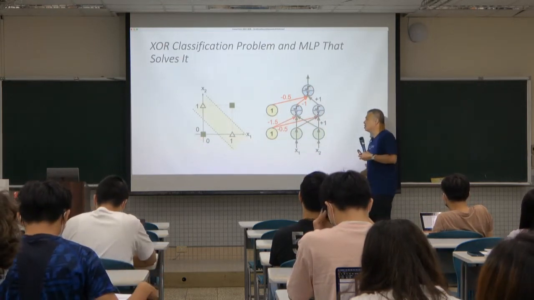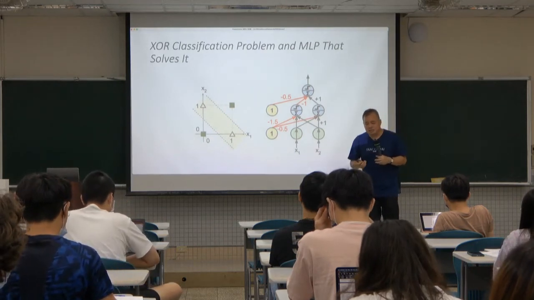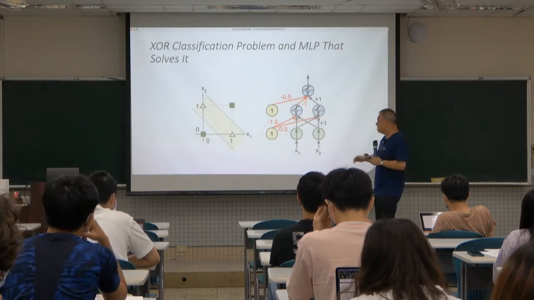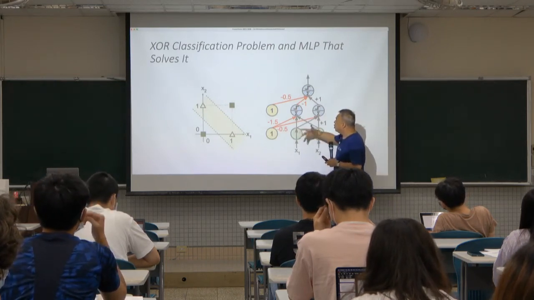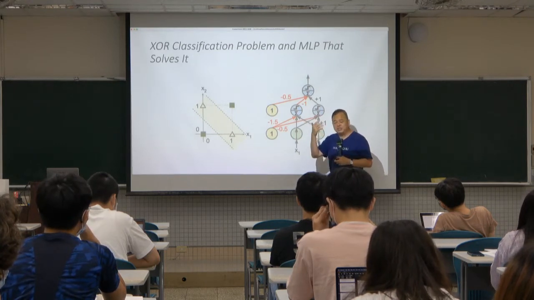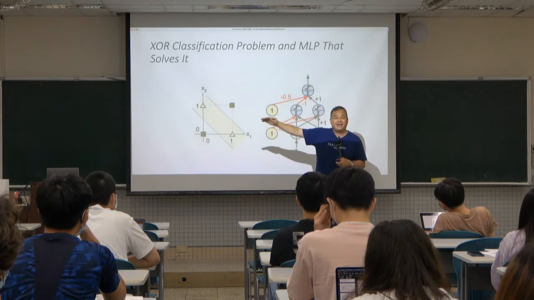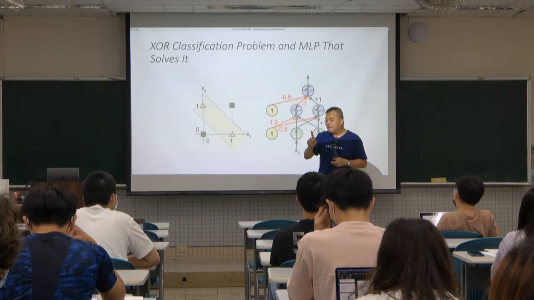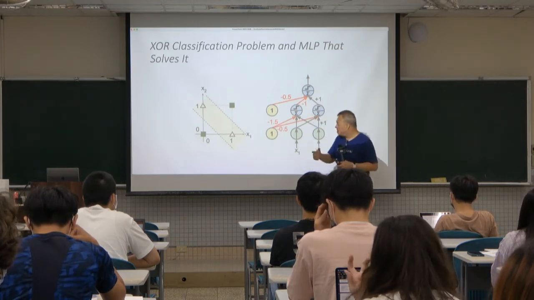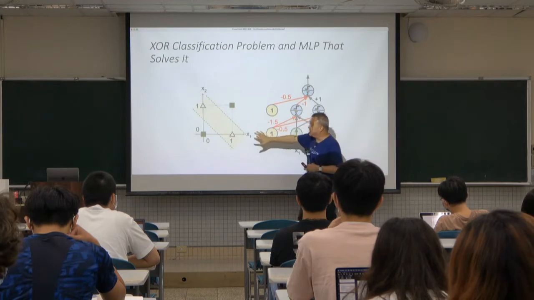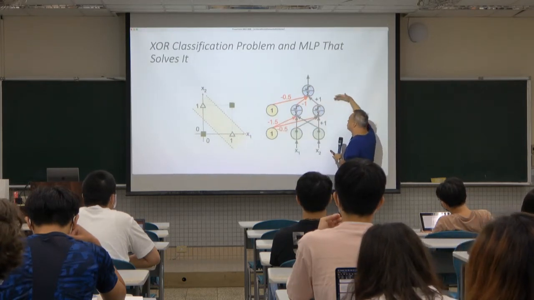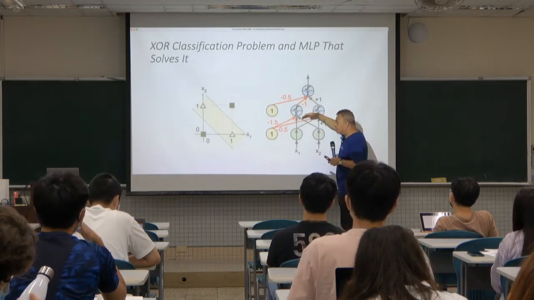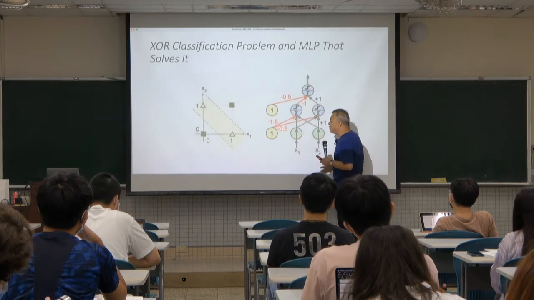But we can extend the perceptron a little bit, and we are able to solve it. Originally, when we say perceptron, we always refer to one layer of LTU, only one layer, and that one layer cannot solve this. But if we try to use two layers, as in this example, then you will find out that we are able to solve it.